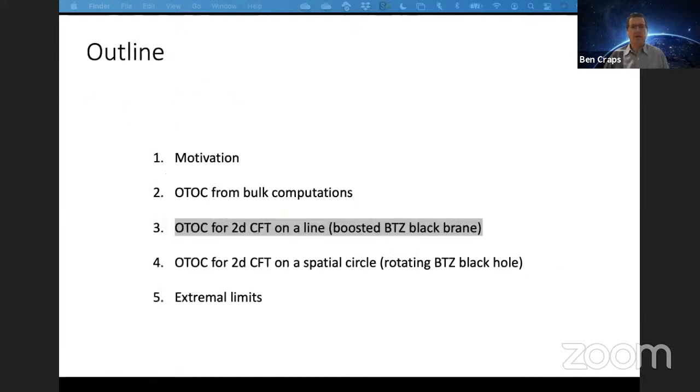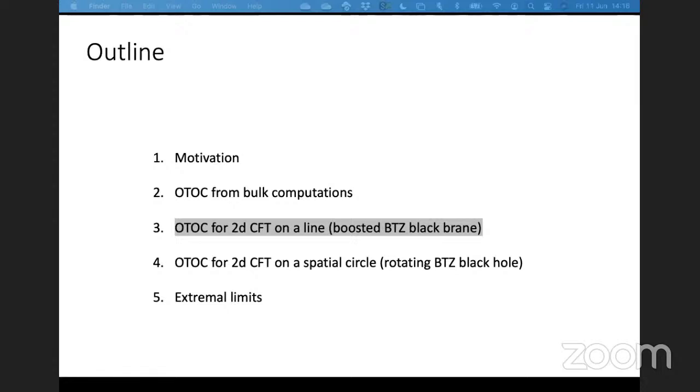All right, so in the rest of this talk, I will focus on the black brane and black hole geometry, so I will not directly come back to the microstates, but I'll say a little bit more about that in the panel tonight. Okay, so now let's move on.